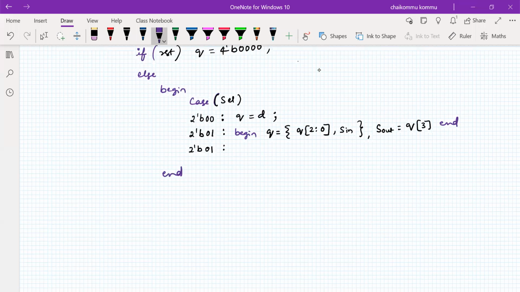What is the Q value? Q is equal to SIN, comma, Q of 3 down to 1. Therefore, S out is equal to Q of 0, which will be taken here. Okay, and endmodule.